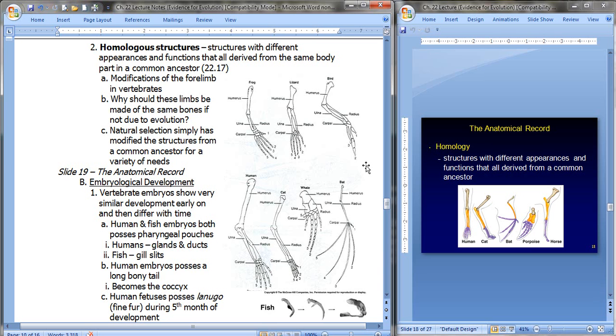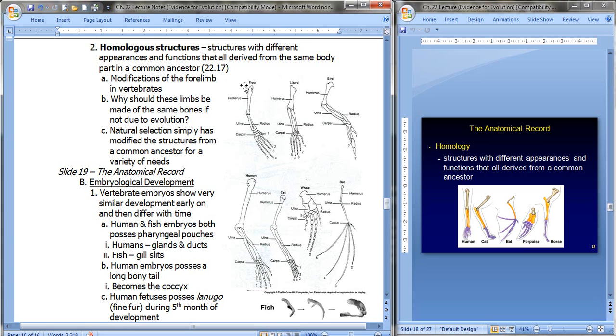Why should these bones or these limbs be made of the same bones if not due to evolution? Why would the same bones exist? Natural selection simply has modified the structures from a common ancestor for a variety of needs.